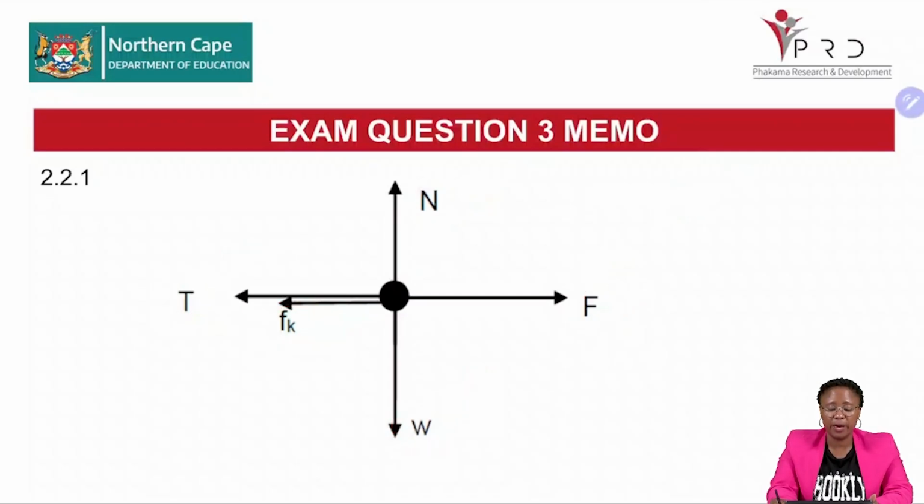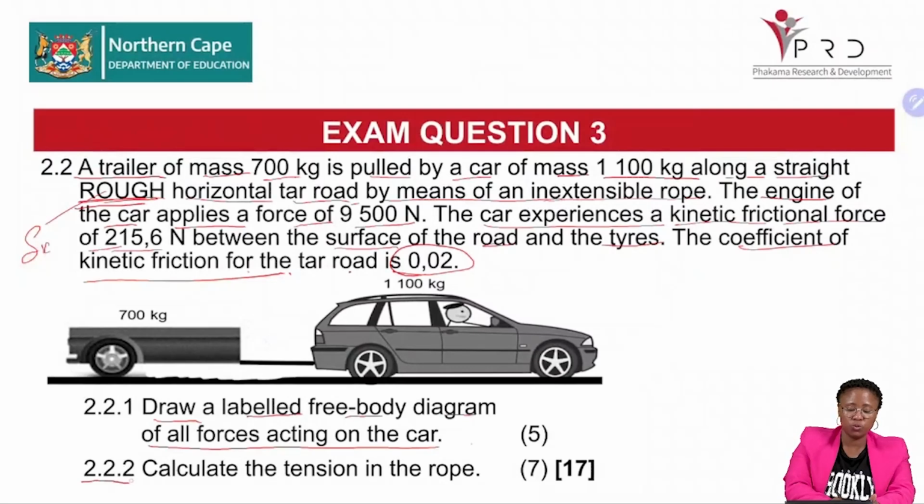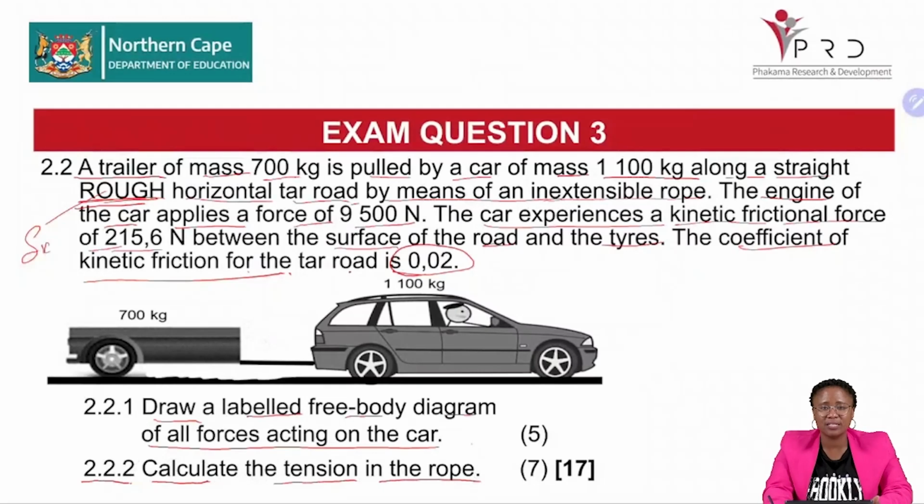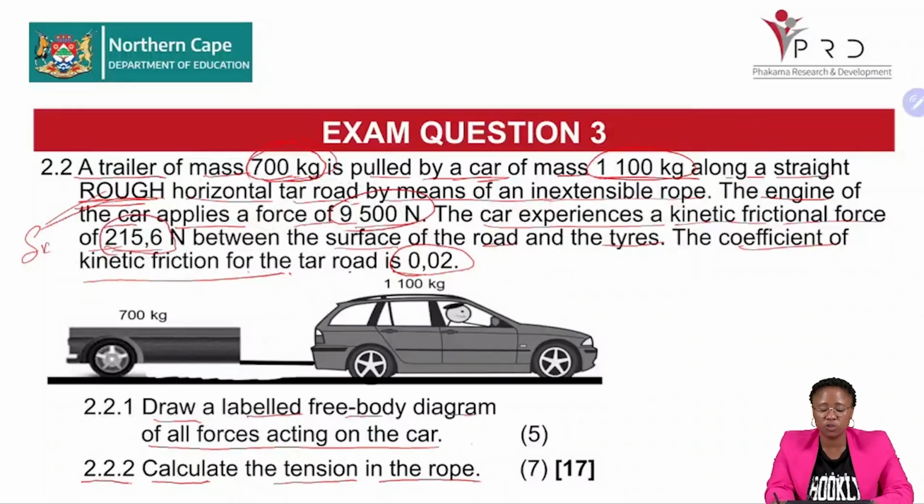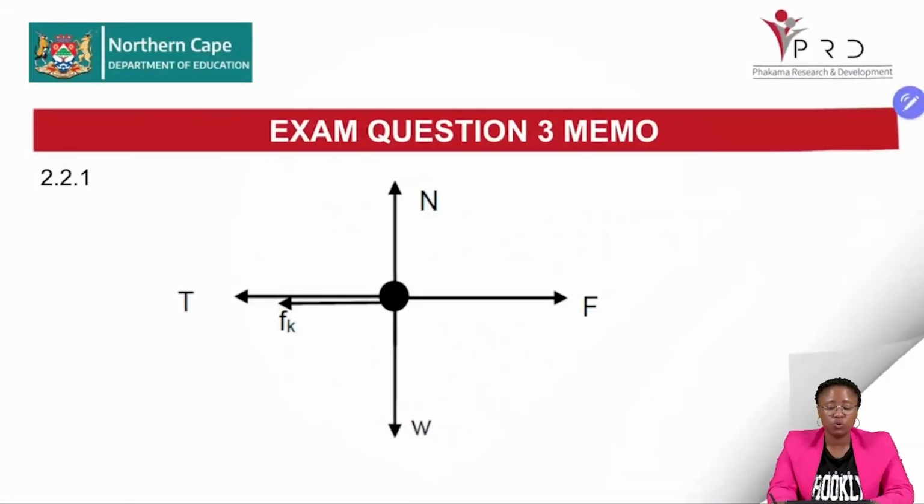Now let's quickly go back to the question. 2.2.2 says to us, calculate the tension in the rope. For you to calculate the tension in the rope, you must have collected the data. You have the mass of the car, and the mass of the trailer being pulled. You have friction force, you are given that it is there. You have the applied force of 9,500 newtons. You also have the friction force, as I said, is 215.6 newtons, and then you have the coefficient of kinetic friction. So how do you come to your conclusion with this one?